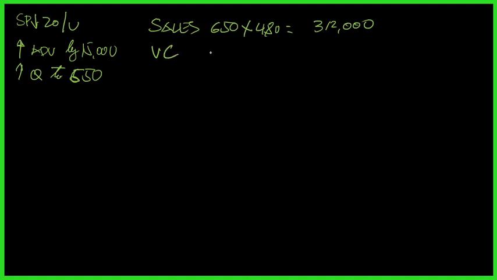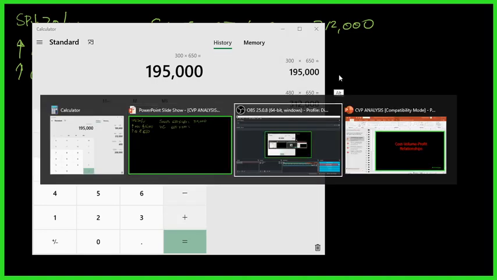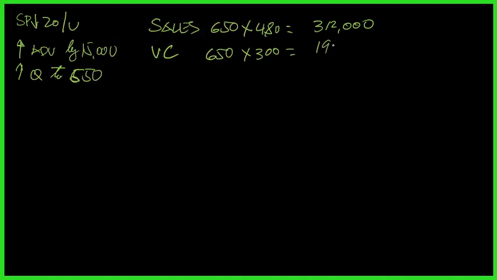And your variable cost, that will be 650 times 300. Dapat pala sinolve ko na rin ito. 300 times 650. It's 195,000. Now you have your contribution margin. The difference is 117,000.